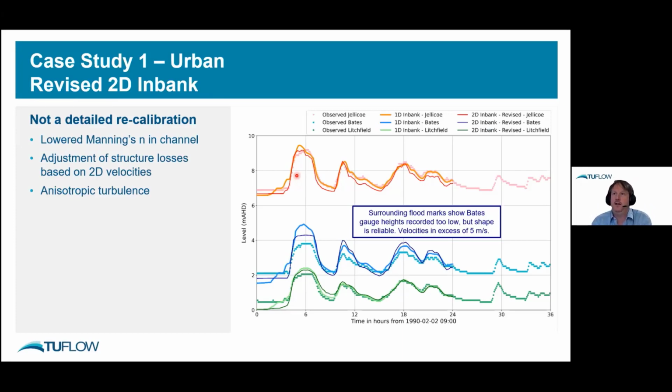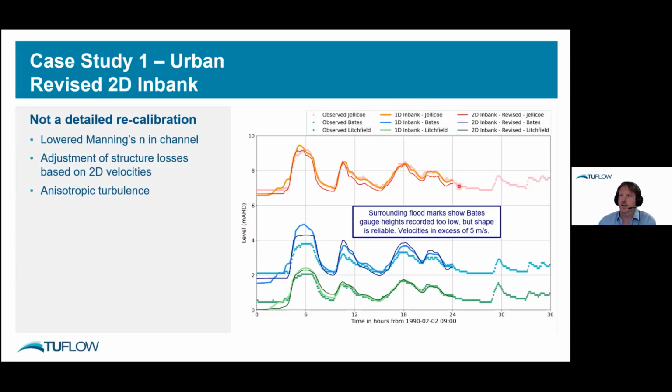So comparing that back to the 1D in-bank, what we've done is we've lowered the Manning's value in the channel. We've adjusted the structure loss based on the 2D velocities, and we've also switched from an isotropic turbulence to an anisotropic turbulence with different values. So in this case, the orange line, or the darker, thicker lines, are the original 1D in-bank, and we've moved across to the lighter, thinner lines, which is the 2D in-bank.